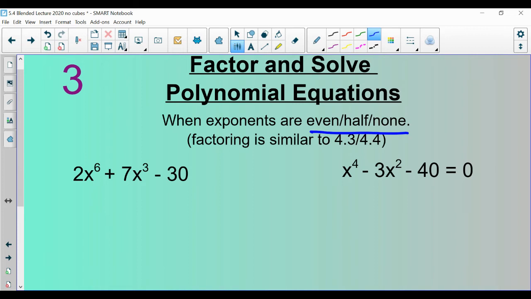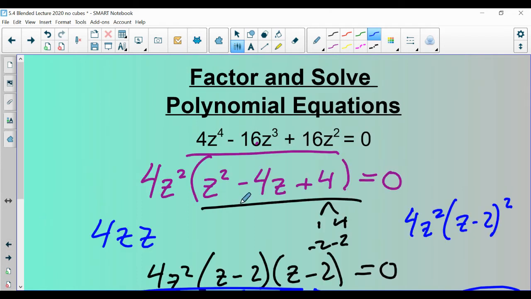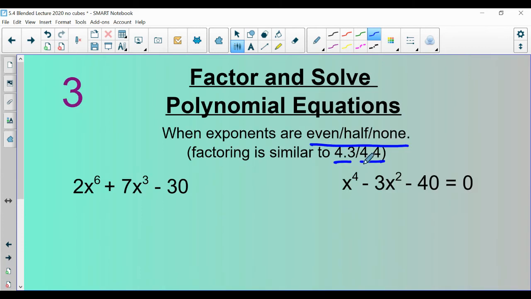What I want you to do is factor these statements just like you would in section 4.3 or 4.4. 4.3 is your basic factoring, x squared factoring. Okay, we did it right over just here. 4.4 is your box method factoring, and we're going to do that in this problem here. Remember, 4.4 is when you have ax squared plus bx plus c, when you have a number in front of the x squared.